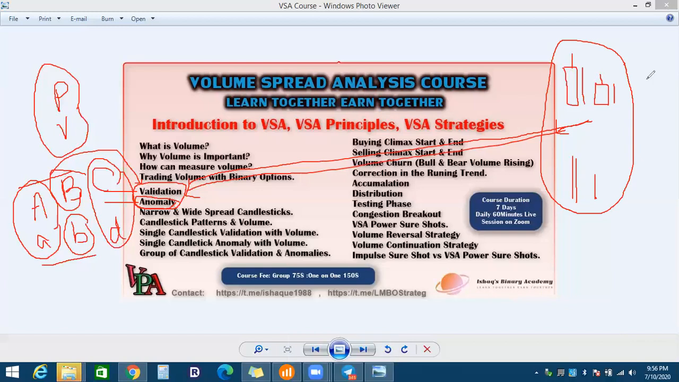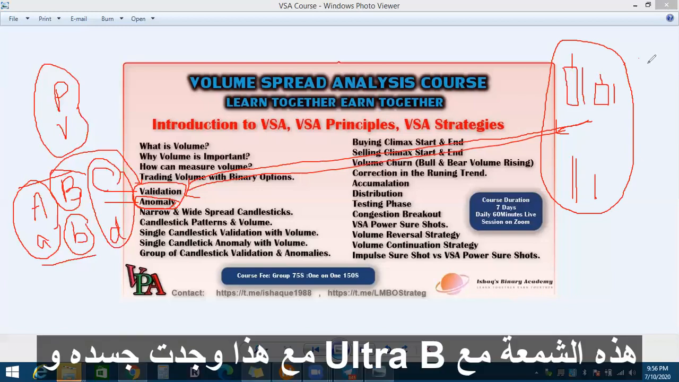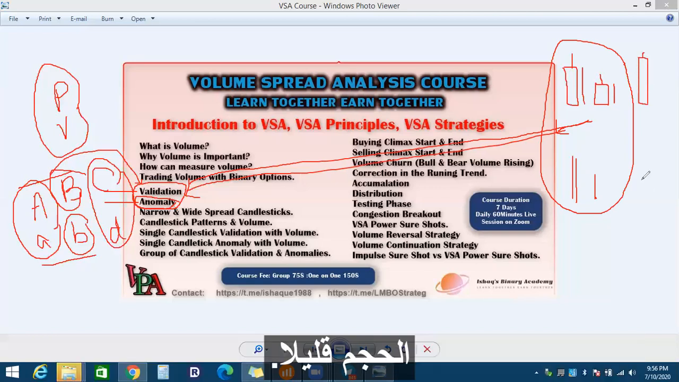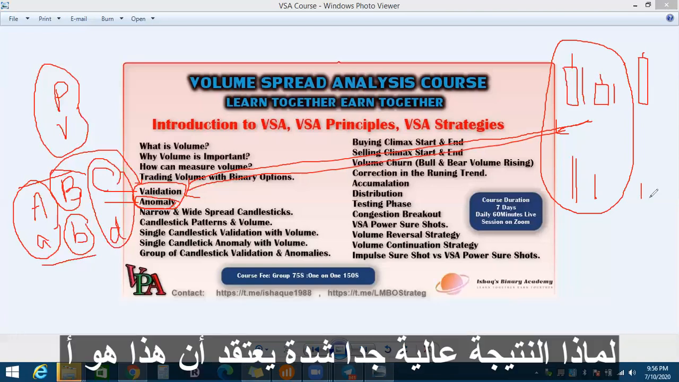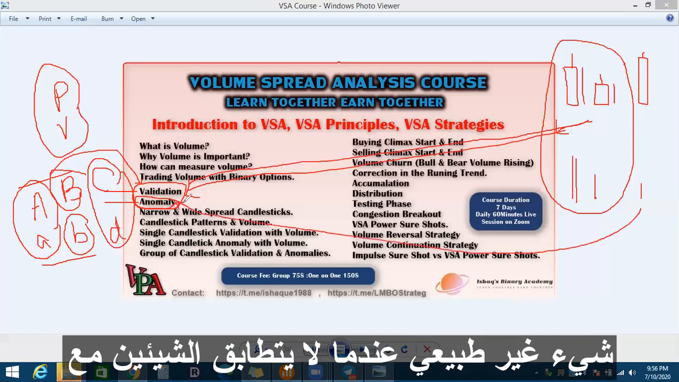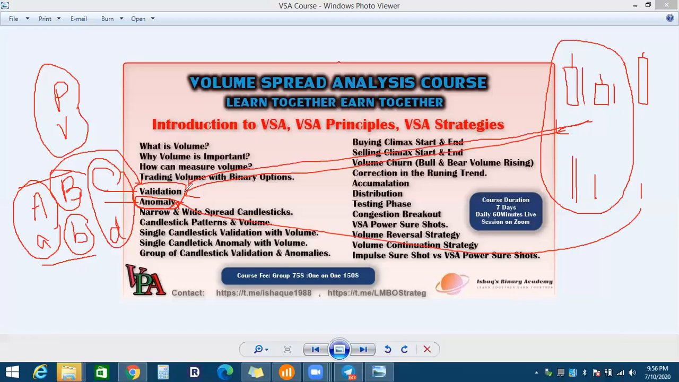And here I saw this one candle with a strong body, and the volume is only a little bit. It shows that when the result is so high, why is the effort low? With very little effort, why is the outcome so high? So this shows that something is wrong. Anomaly is something abnormal, when two things do not match each other.